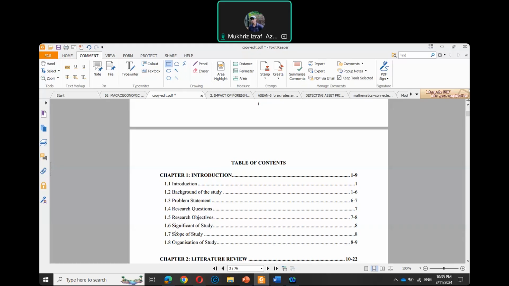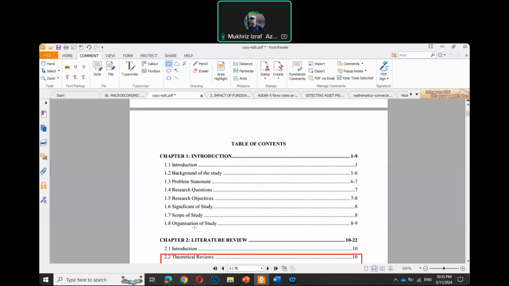And then for the rest of the components under chapter 1, you just follow the other theses that I put in your Google Drive or your seniors' assignments. Just look at what you think will be the contribution or the significance of your study, and then the scope of your study focusing on UUM students. Organization is nothing much, we just want to mention the structure of the rest of the thesis. So that is what we have done over the last 4 weeks.